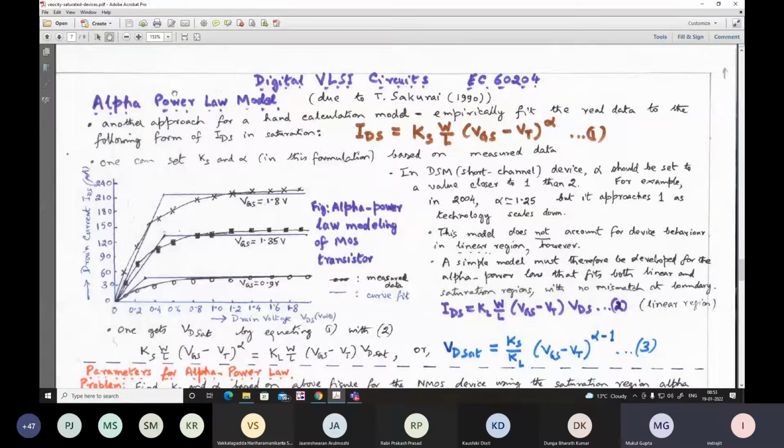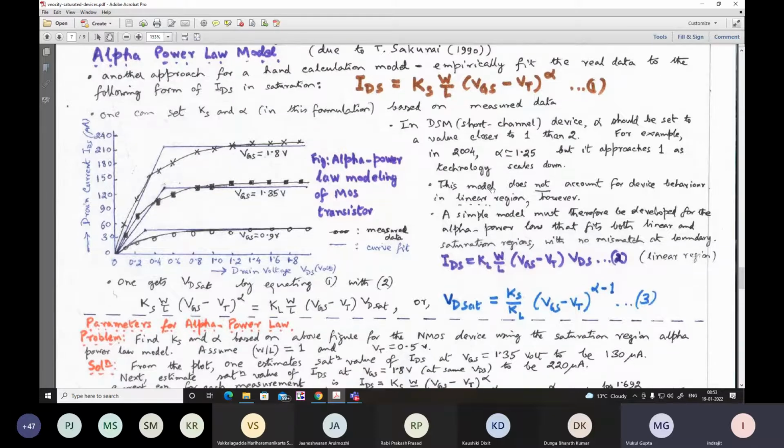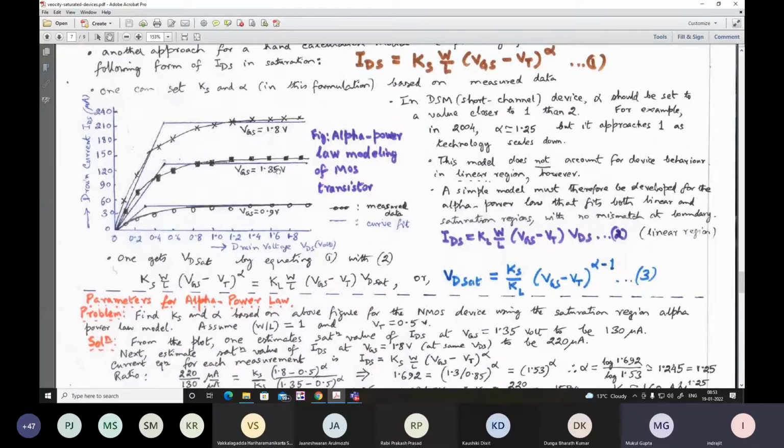In fact, we can set Ks and alpha based on the measured data. Let us see how. Here we show it for three typical voltages: 1.8, 1.35, and 0.9 volt. In a deep submicron device, alpha should be set to a value closer to 1 than 2, but let us find out experimentally. This model, however, does not account for the device variability linearly, so for that, this typical expression was arrived at.